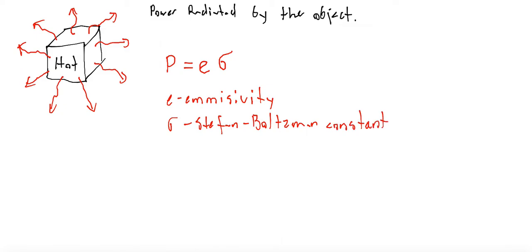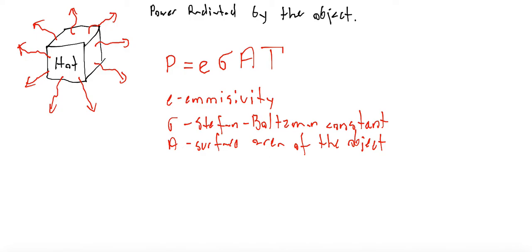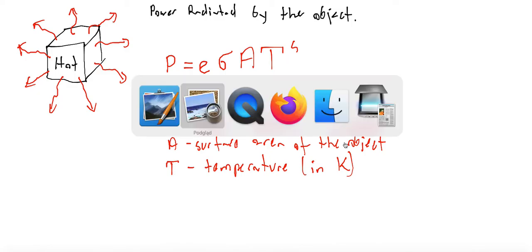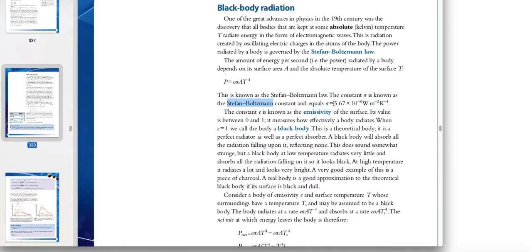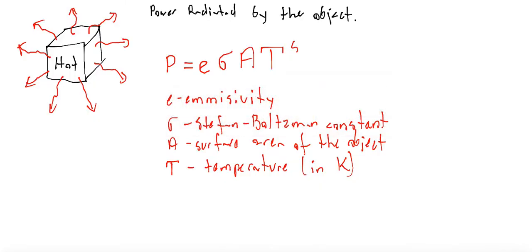It depends on the surface area of the object, and it depends on the absolute temperature to the power of 4. T is temperature in Kelvin. The Stefan Boltzmann constant has a value of 5.67 times 10 to the power of minus 8.